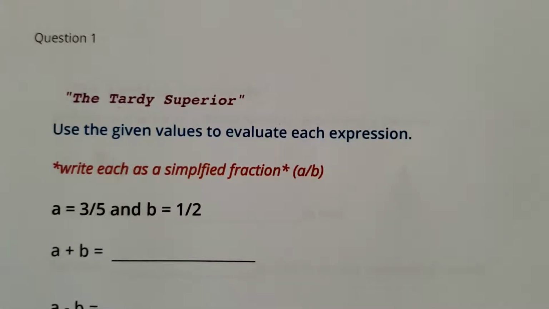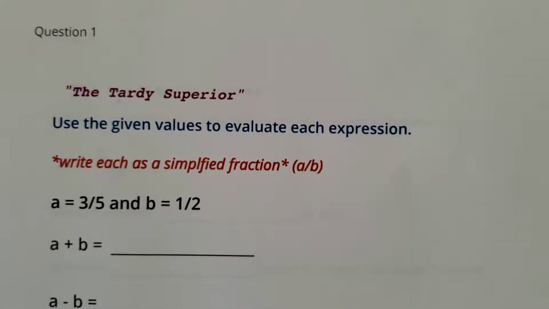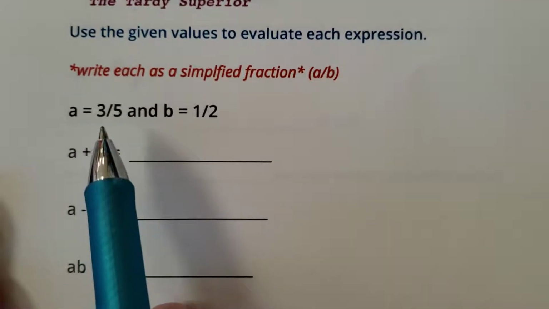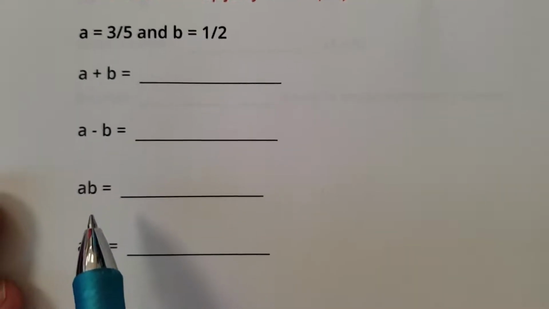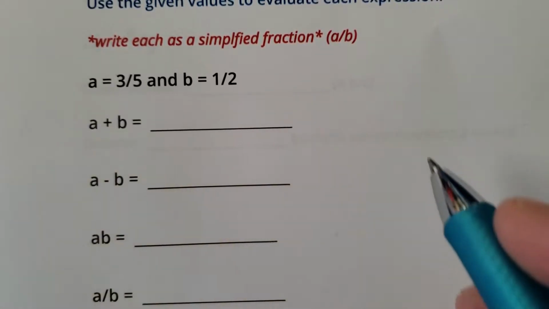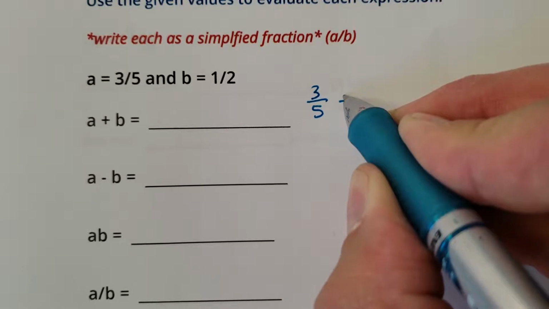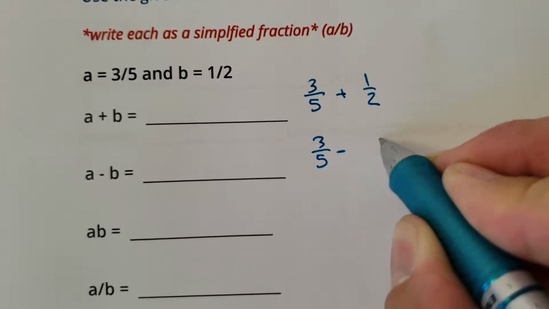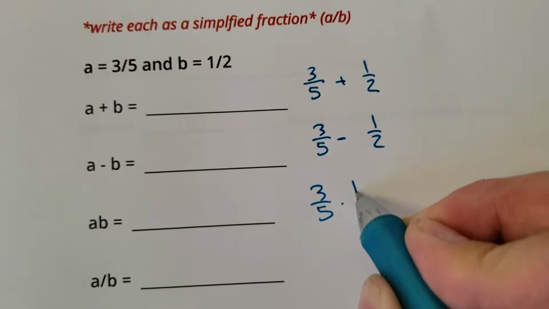We're going over the Tardy Superior. Use the given values to evaluate each expression. Write each as a simplified fraction, a/b. Okay, here we go. Oh, I remember making this one. So you have two fractions, 3/5 and 1/2. We need to add them, subtract them, multiply them, and divide them. So I'm going to write all of them out, and then we'll do all of the math later. So 3/5 plus 1/2, 3/5 minus 1/2, 3/5 times 1/2.